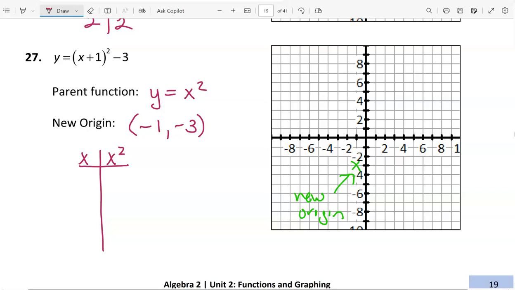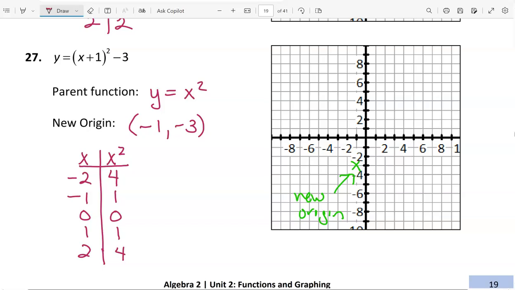When we square, we need to consider x values that are negative, a couple of those, and 0, and a couple of positive values. Let's square to get the result, and then plot those points from the new origin.